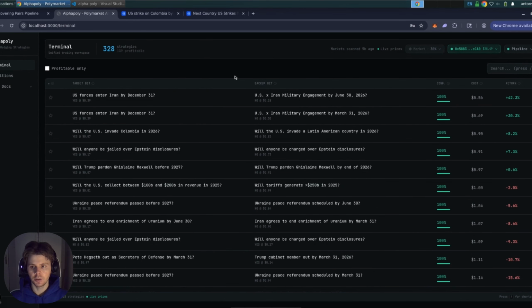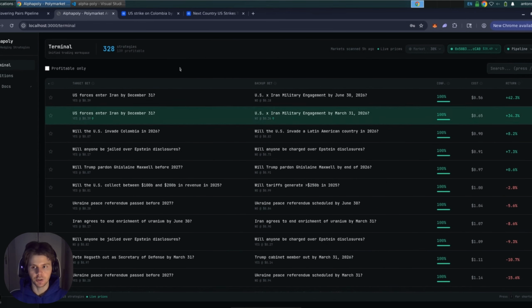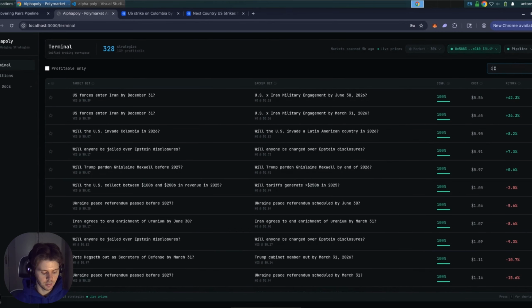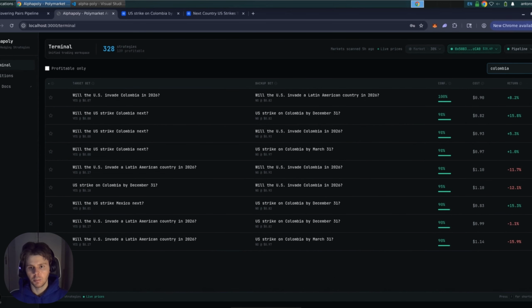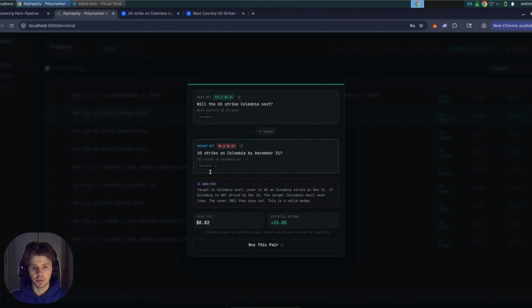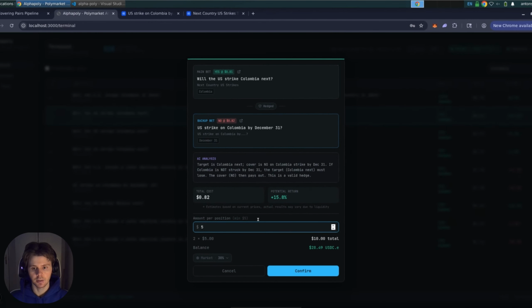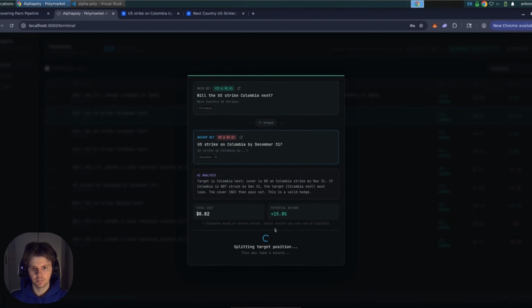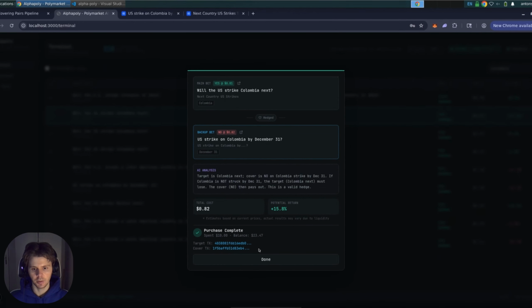Now let's check the trading experience of the application. Let's pick the pair from the example. Enter this position. I would like to bet 10 USDC in total, so 5 USDC on each market. Confirm. Purchase has been completed. Done.